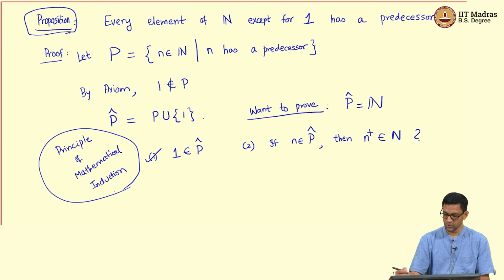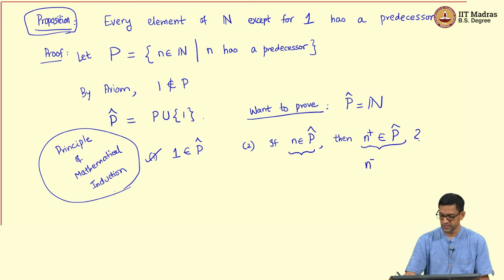Now this is true because of the following simple reason. N belongs to P hat means that n is either the number 1 or it is an element which has a predecessor, but we do not even need that to show that n plus belongs to P hat is what I need to check here. Now let us check that n plus belongs to P hat for any element n of the natural numbers. Well, what does it mean? Let's call this element y, let's call y as n plus. We need to show that y has a predecessor. Okay, but what is the predecessor of y? Well, that is exactly n.